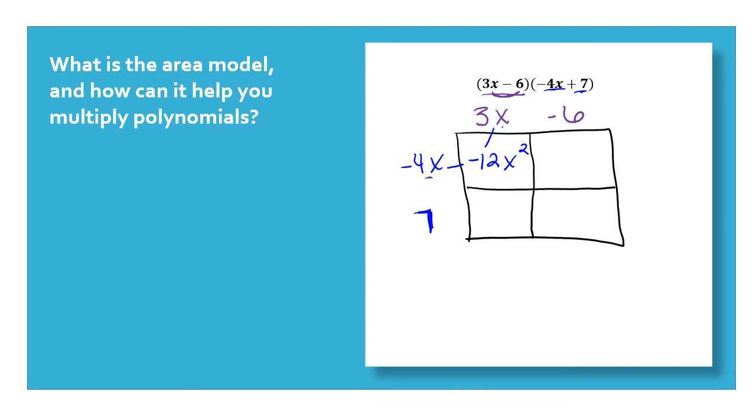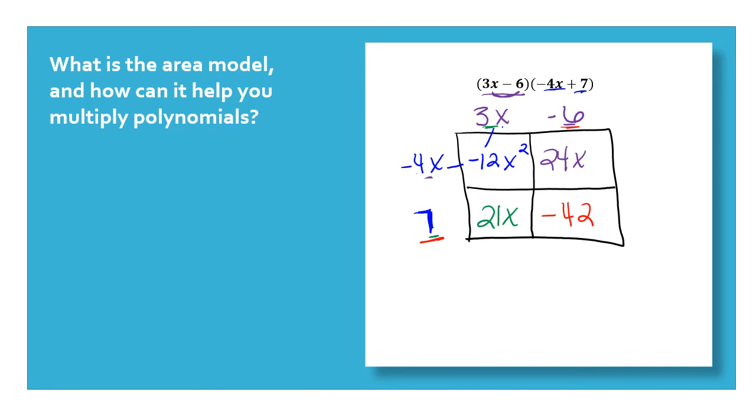Next, I want to take negative 4x and negative 6. Negative 6 times negative 4 is positive 24, and then I still have that x there. Now I want to take 7 and 3x and do 21x in this box. And then down here, I'm going to do 7 times negative 6. That's negative 42.